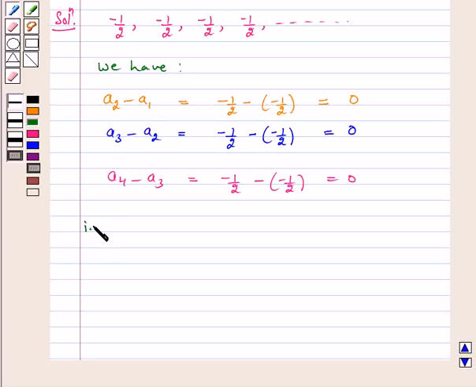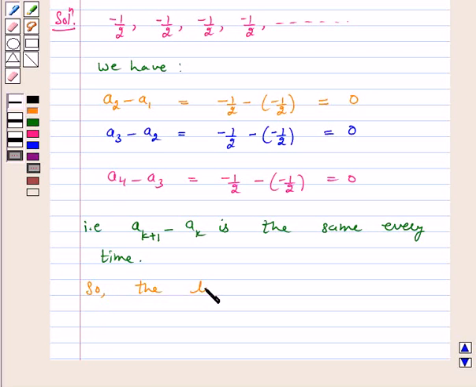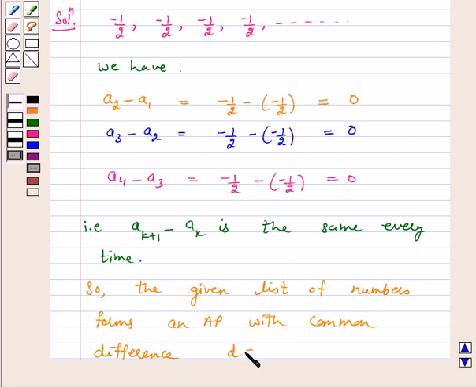That is, a(k+1) minus a(k) is the same every time. That is, it is constant. So, the given list of numbers forms an AP with common difference d equal to 0.